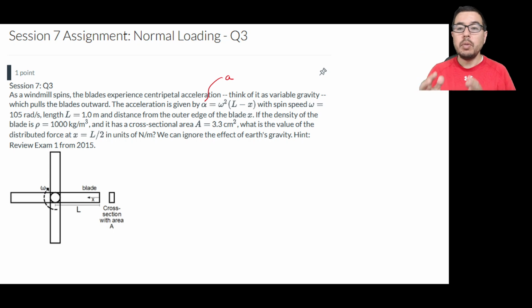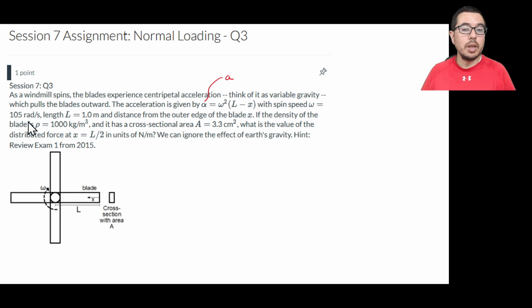In this question, we are once again looking at normal loading or axial loading along a bar. And the question is asking what is the value of the distributed force at a given location? So we need to figure out what this distributed force looks like for this problem, which contains a blade that is part of some type of windmill apparatus and is spinning with angular velocity omega.